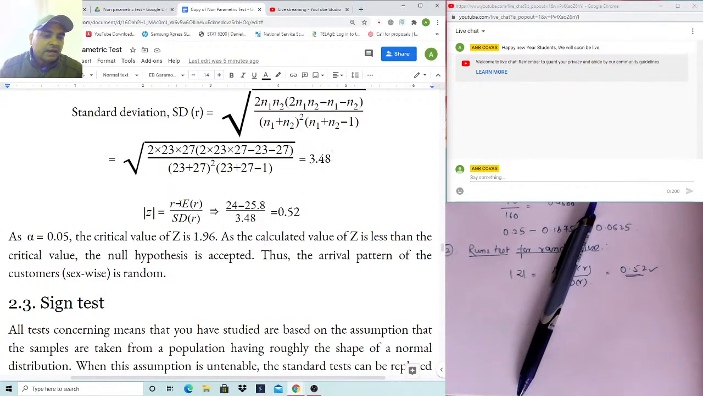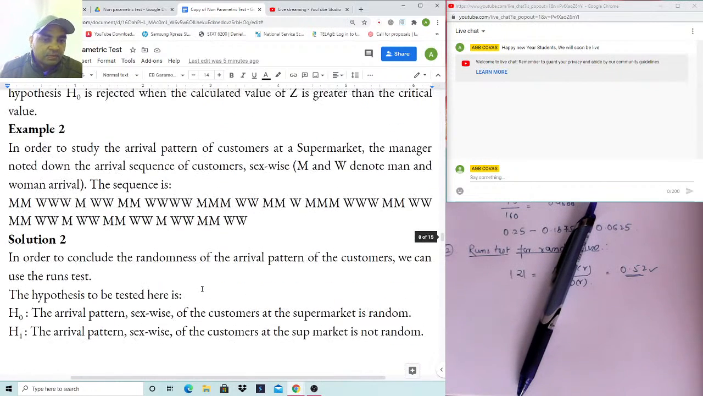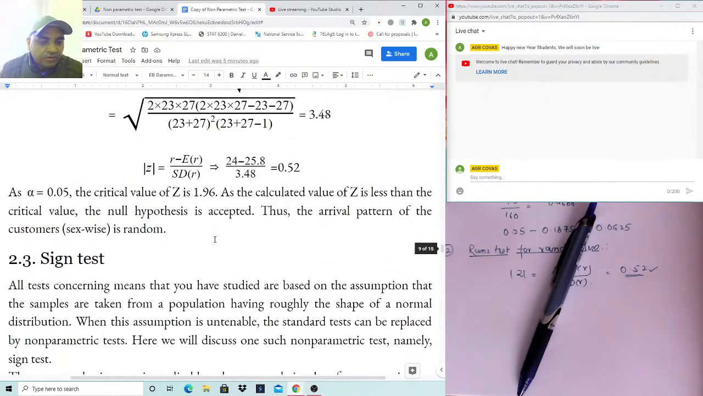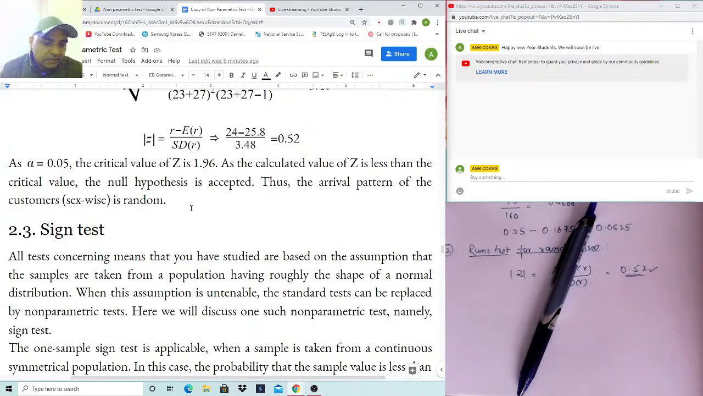At alpha 0.05, the critical value of z is 1.96. As the calculated value of z is less than the critical value, the null hypothesis is accepted. Therefore, the persons coming over there are coming at random. Okay, so this is how we apply the runs test.